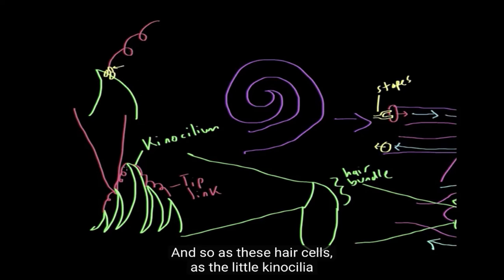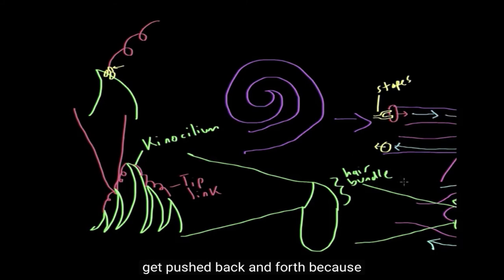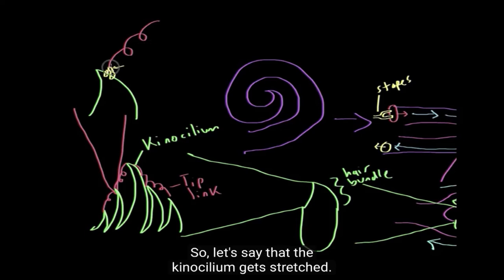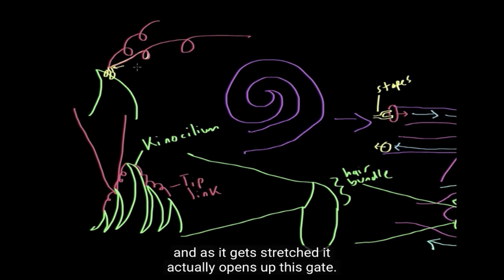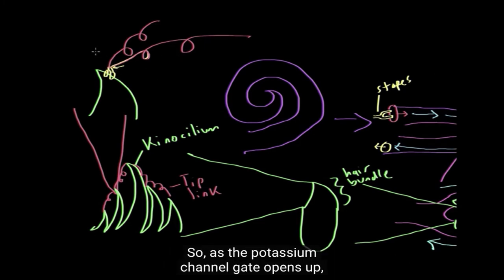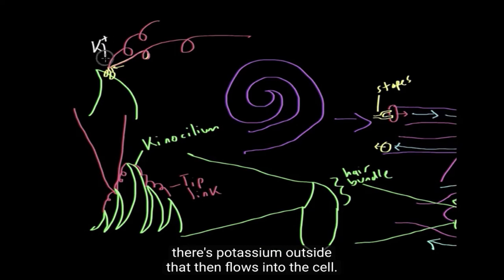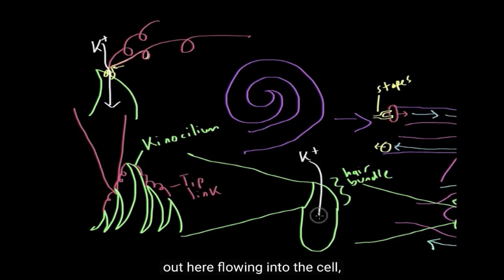As the little kinocilia get pushed back and forth because the fluid is moving in the cochlea, it stretches on this spring. Let's say that the kinocilium gets stretched. It looks like this. Now it's getting stretched, and as it gets stretched, it opens up this gate. As the potassium channel gate opens up, potassium outside then flows into the cell. So you've got potassium out here flowing into the cell.